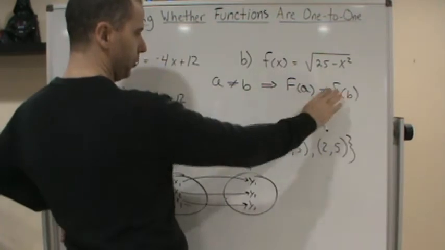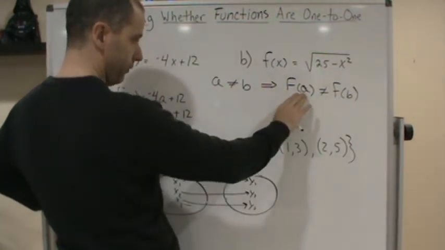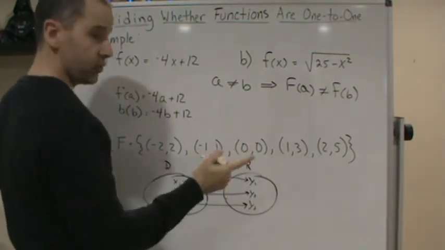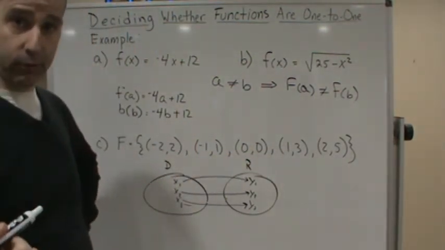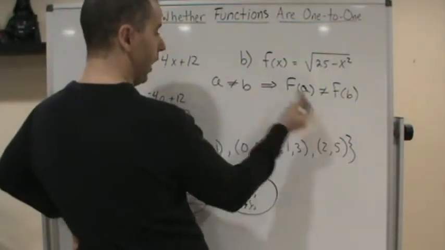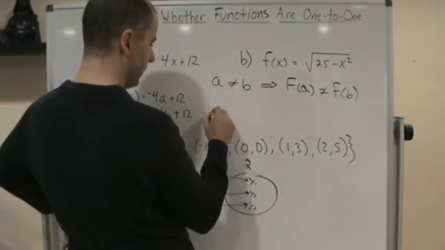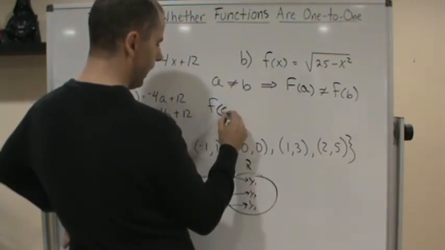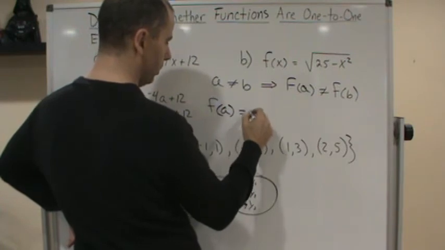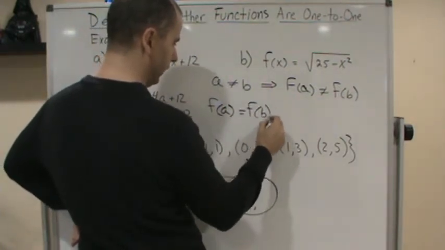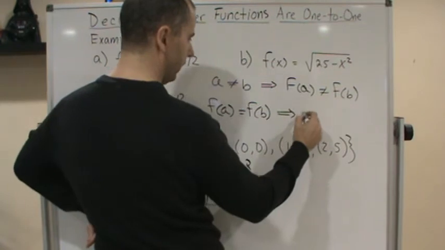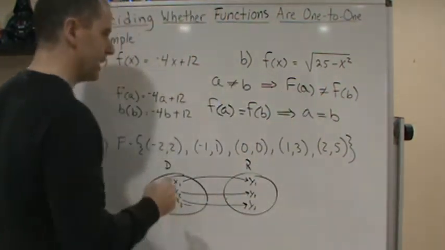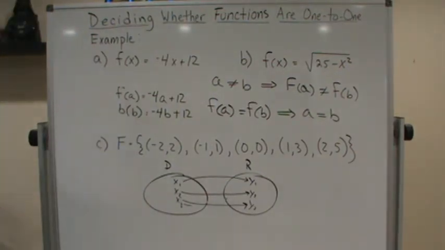So if this is true for any A and B in the domain, then we know that it's one to one. But there's also what we call the contrapositive, which means if we go the other direction, which would be equivalent, is, hey, if f of A is equal to f of B, that will imply that A must equal B. So that's the easier way of doing it. Okay?